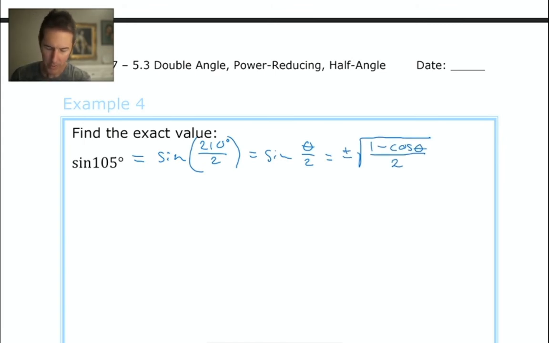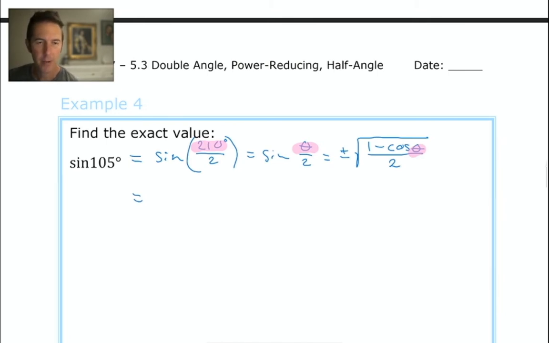Now, by matching, you can see that our theta value is 210 degrees, which means I'm going to make this theta value 210 degrees. And if you want to highlight those, not a bad idea, so that you can see how the pieces match up. Let's bring our equal sign down to here. And normally I address the plus or minus at the very end, but I'm going to switch it up this time, and I'd like to address the plus or minus right away.